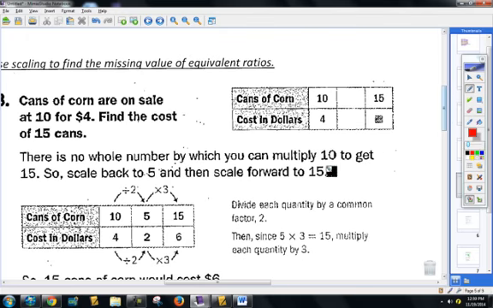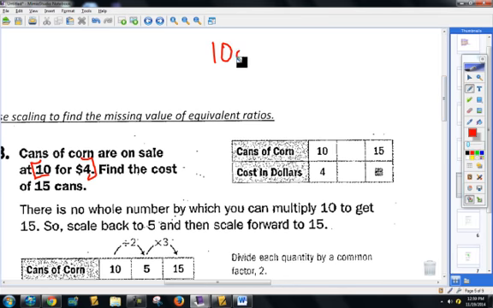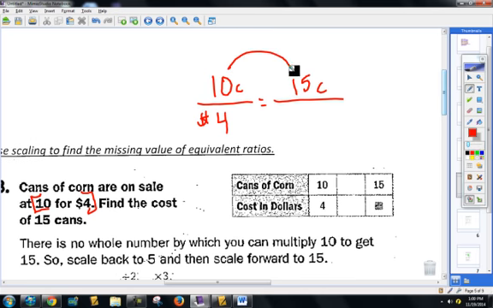Okay, here we go. Cans of corn are on sale for $4, right? What is that, guys? That's your ratio. That's your fake ratio. And that's going to be for $4. And then we know that we want to find out how much 15 cans cost. Now, does anybody know what we're multiplying by to go from 10 to 15? It's 1.5, but again, we don't want to mess with decimals, right? So this is where we're going to scale.